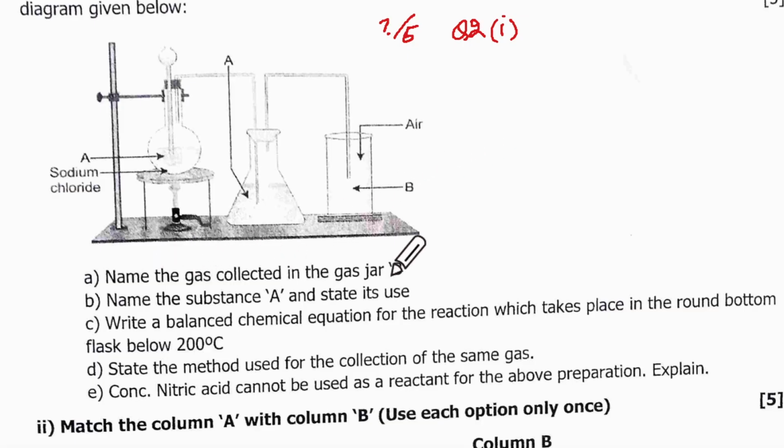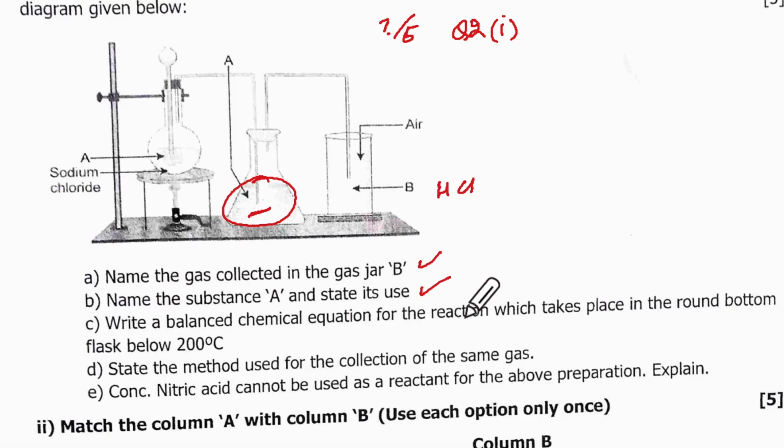Understanding? Name the gas collected. This gas is going down, means it's heavier than air, and air is going up. So this is going to be hydrogen chloride, correct? Now name the substance A and its use. What is A? If this is hydrogen chloride, then this will be the drying agent, which has to be acidic in nature. So A will be concentrated sulfuric acid.